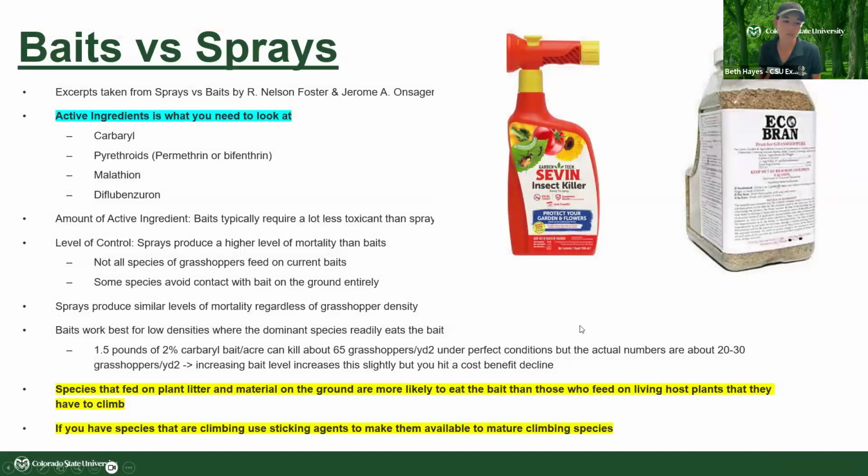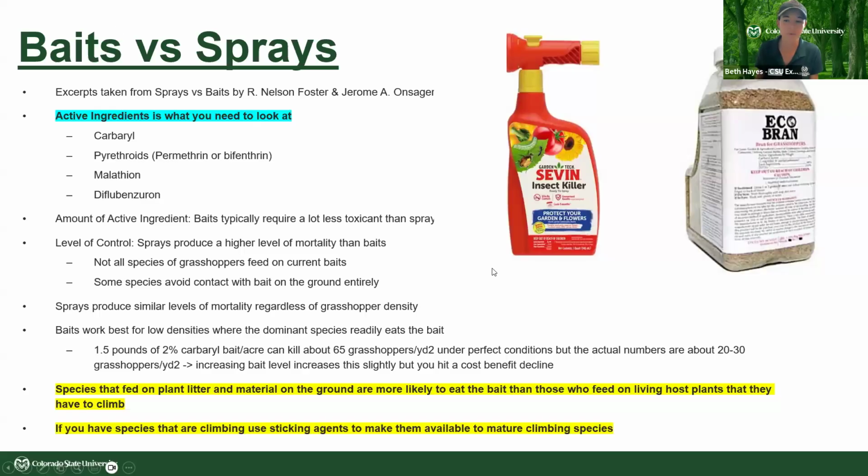All right, so really quick, talking about baits versus sprays. These are the active ingredients you want to look for. So regardless of how big your property is or what type of plant you're going to spray it on or bait it on, these are the chemical ingredients you need to look at.